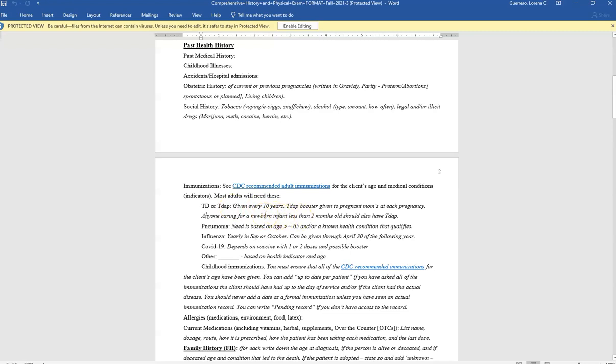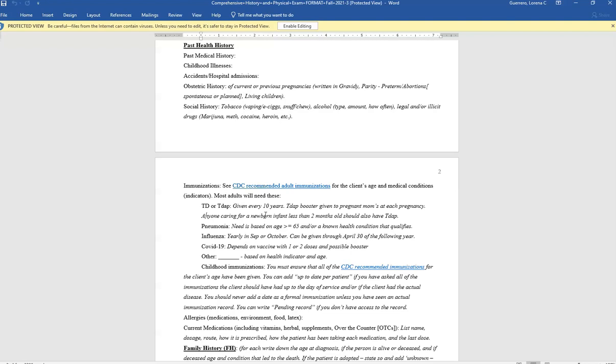You also need to know that pregnant women have to have the Tdap with every single pregnancy. Okay. Pneumonia. Usually people in certain health conditions will qualify. I mentioned some of those maybe in class. If not, just know that people 65 and over will need it. Okay. But also, I think in the respiratory system, people with chronic lung problems do need it at a younger age than 65.